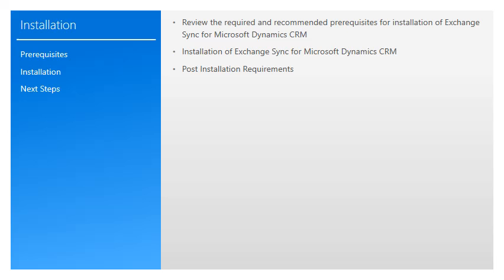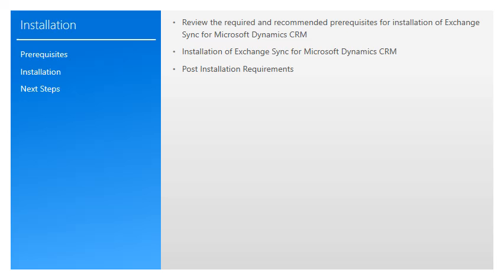When you run the installation program, the Prerequisites wizard will launch and verify that both the Microsoft .NET Framework version 4.0 and the Windows Identity Foundation version 3.5 are installed. If you're installing Exchange Sync on a Windows 2012 R2 server, make sure the Windows Identity Foundation is added via the Add Remove features of Windows Server Manager.